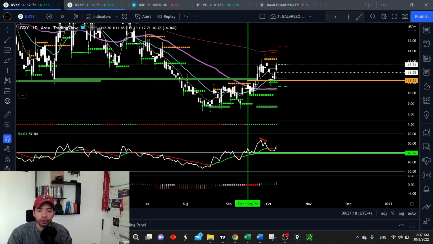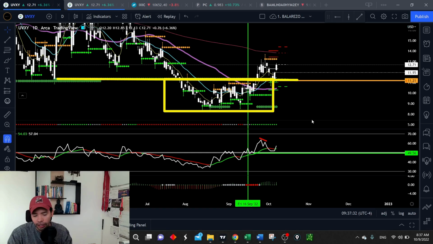So what I'm seeing here in UBXY, let's start here with the video. What I'm seeing here in UBXY is that yes, we broke down below this 11.20 level, but I actually consider this to be an accumulation phase. Why do I consider it to be an accumulation phase? First of all, it didn't break down completely, and second of all, we're back above it. So that's why I consider that to be an accumulation phase.